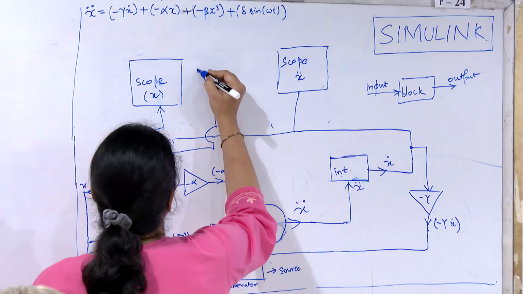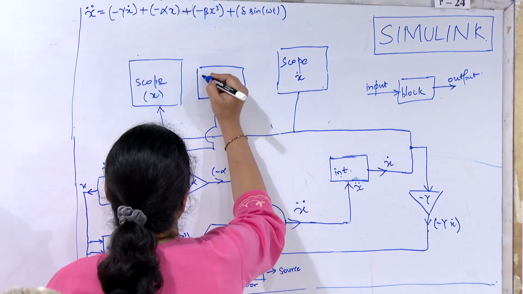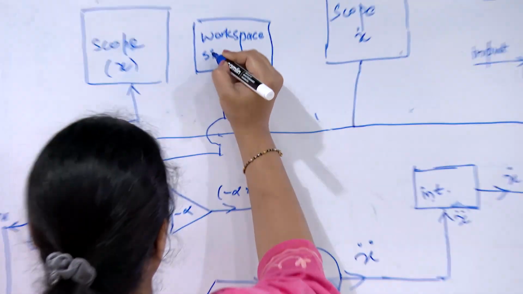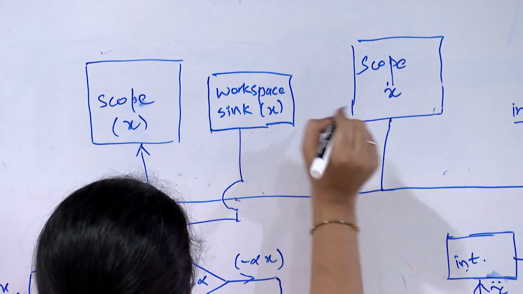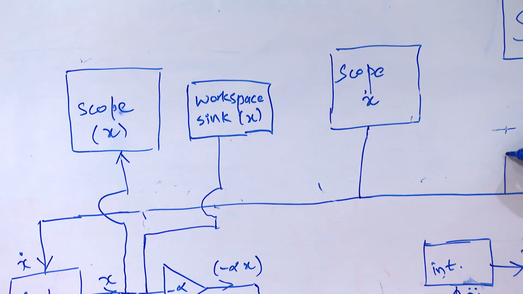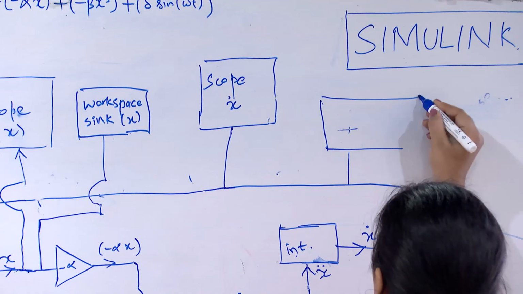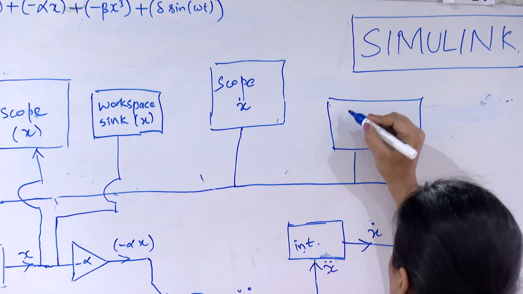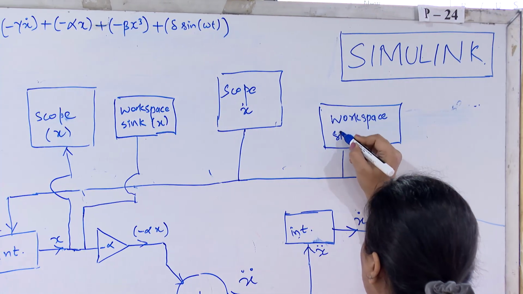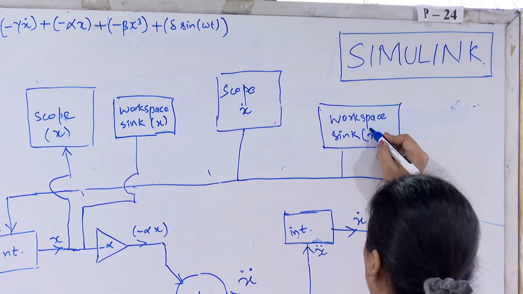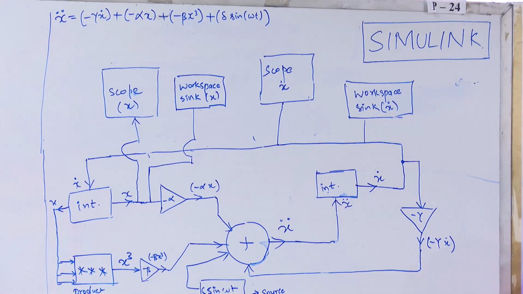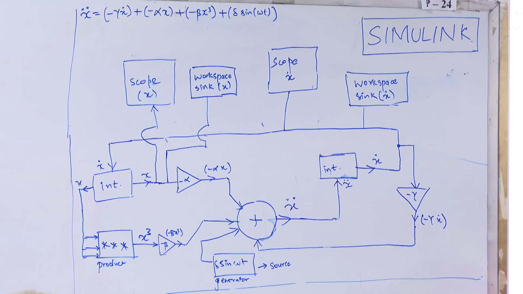Okay. So this will actually save my x. You can just name it workspace sink. This will give me x. Likewise, you can do for x dot also. Okay, workspace sink here, x dot. Okay. So now I think we have covered almost everything which needs to be added.